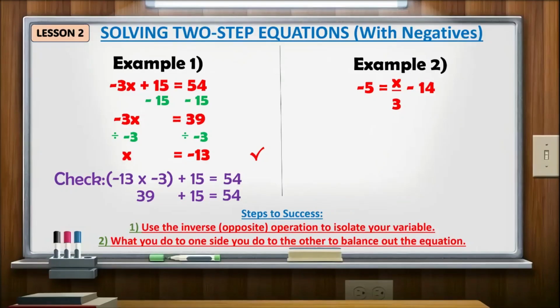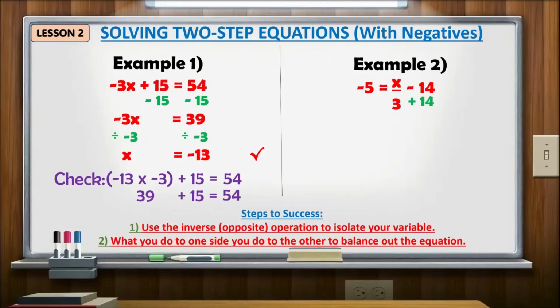So again, using my steps to success, I want to isolate my variable to get its value. So I'm firstly going to get rid of what is next to my variable before getting rid of what is attached to it. Now, in this case, I have a minus 14 next to my variable, which I need to get rid of. To do this, I'm going to do the inverse of subtracting 14, which is to add 14. So essentially what this does is it cancels out the 14s, so that I get my x over 3 on its own.